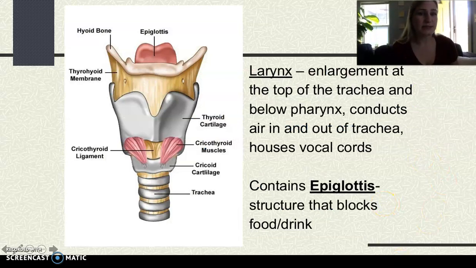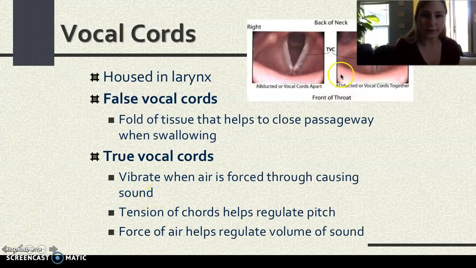So the larynx, that enlargement up at the top, contains the epiglottis, and this is very important. This is the cartilage that is going to block any food or drink from going down into the trachea. So looking at this, the epiglottis is going to be that flap, and whenever you swallow, this epiglottis is going to cover that opening that we saw in the last one. It's going to cover this opening right here, and that way nothing can get down into your respiratory system that doesn't belong.